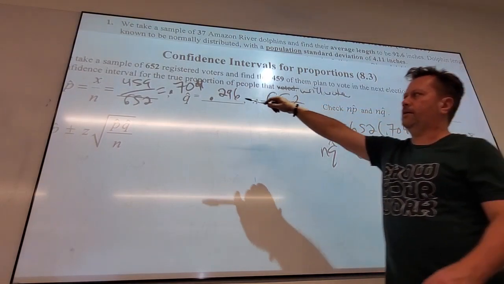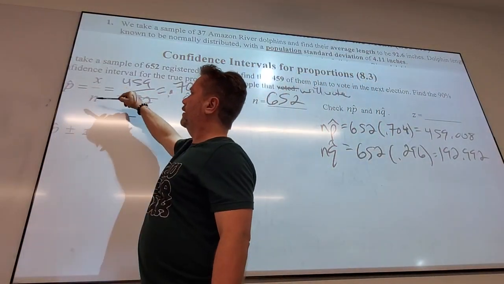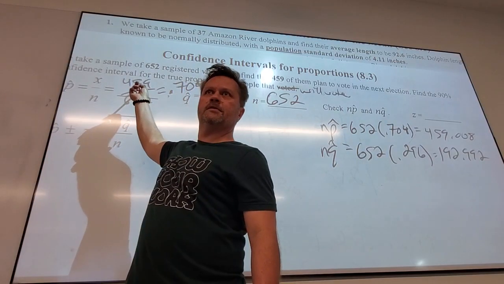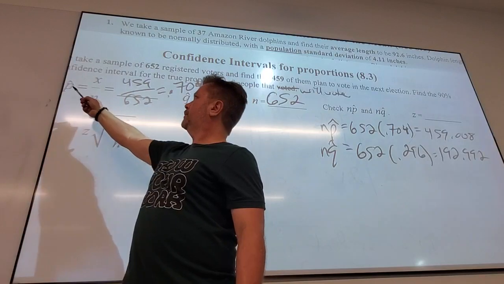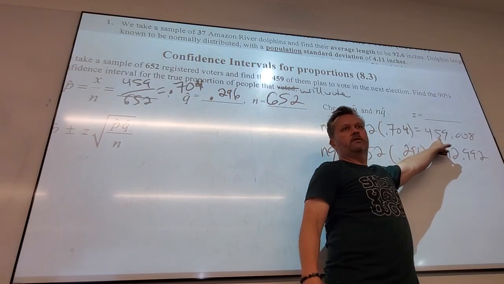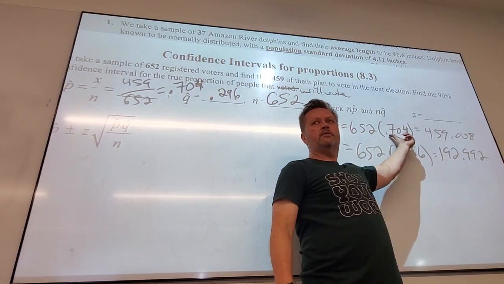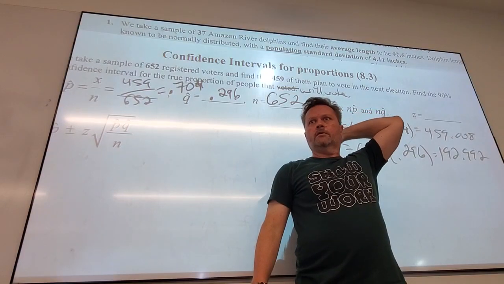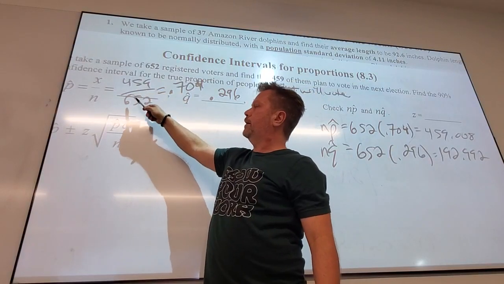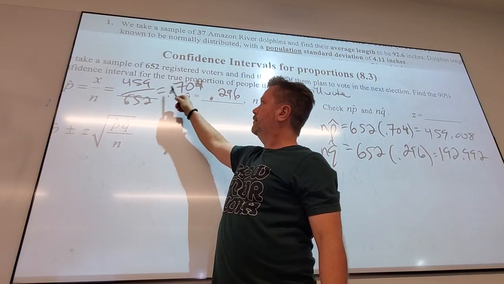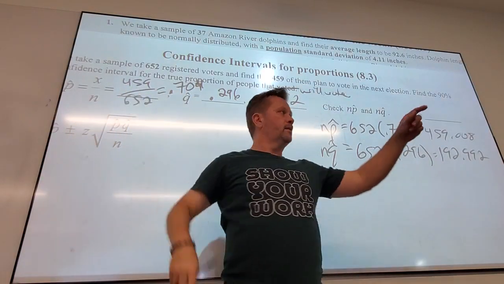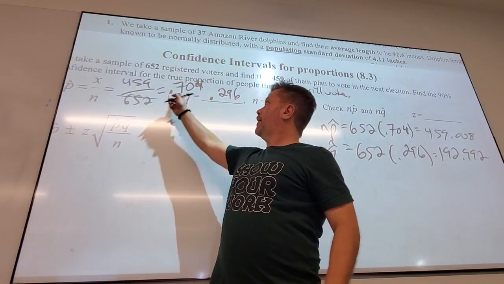How did I calculate p hat? I do x divided by n. So what's n times p hat? It's equal to x, yes? N times p hat must equal x. Why didn't I get exactly 459 here? Because this number was rounded. How did I calculate 0.704? I did x divided by n. If I multiply by n, that's n times p hat. I already know it's going to be 459. Why wasn't that exactly 459? Because we rounded this number.